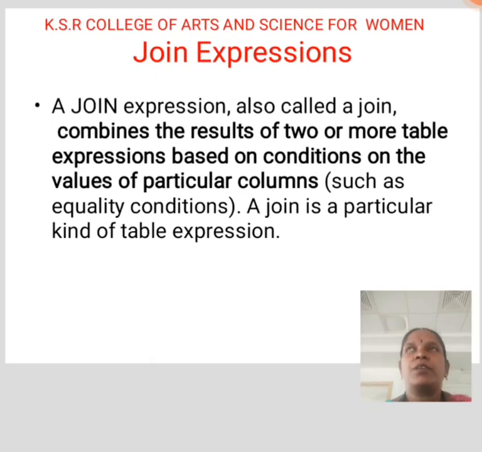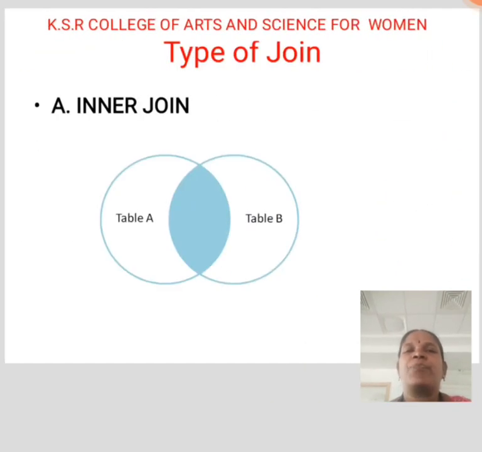of records. Join expressions. A join expression, also called a join, combines the result of two or more table expressions based on a condition on the value of a particular column, such as an equality condition. A join is a particular kind of table expression.